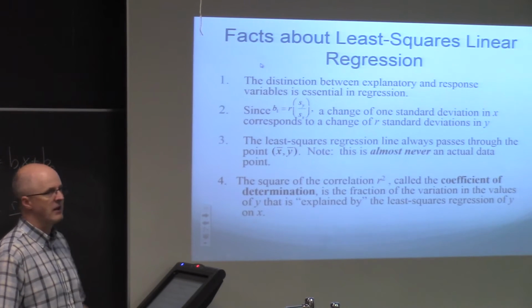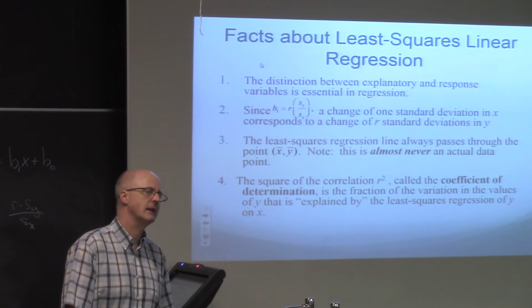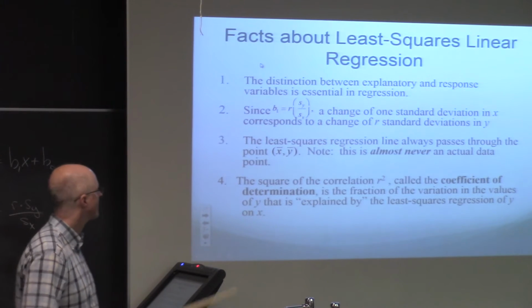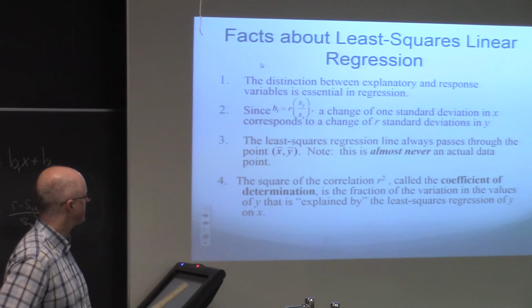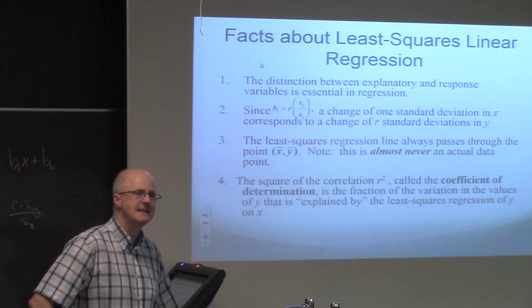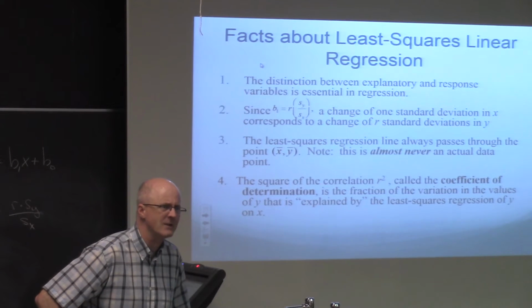The square of the correlation, r squared, is actually a better measure of the strength of the linear relationship, though it doesn't tell you whether it's positive or negative. It's got a name, it's called the coefficient of determination. And this last phrase is kind of mysterious. We won't really fully be able to understand it until chapter 10 at the end of the course.